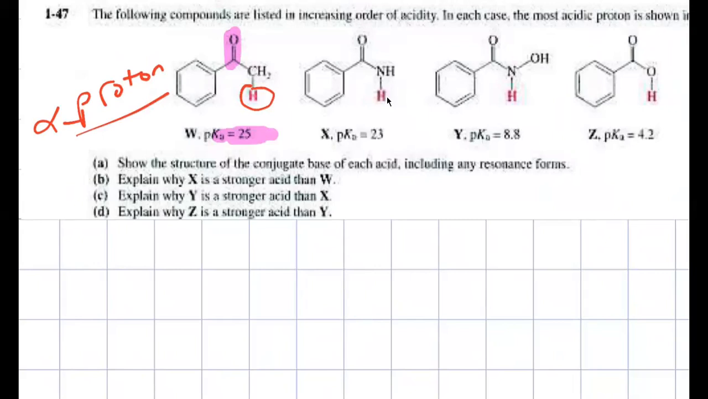Then you see the pKa here on nitrogen. On X, it's 23, a little bit less. And here on Y, 8.8. And then here on the carboxylic acid is 4.2. So now we need to think about why, right? So I'm going to give you a mnemonic.